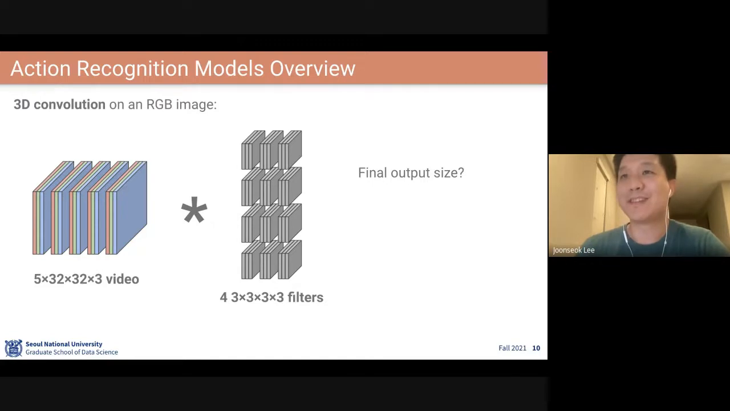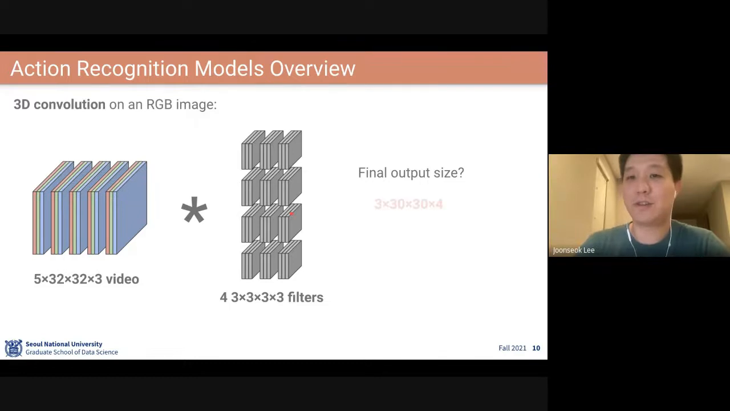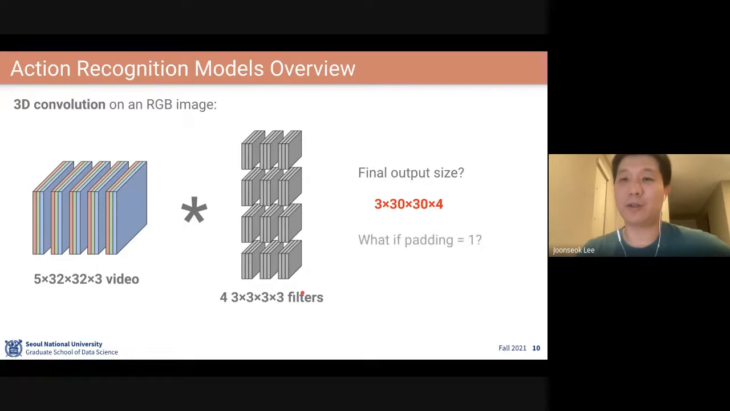June, what is the output size? It's 3 by 30 by 30 by 4. Yes, correct. It's the same as before, but we have just 4 channels because we have 3 of these, right? Yes. Cool, thanks. And then what if we have padding size 1?